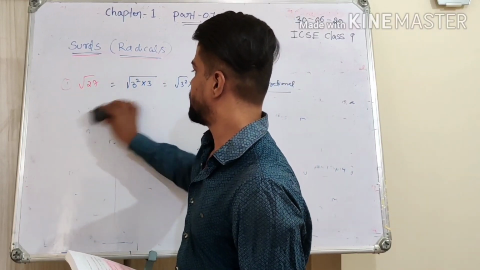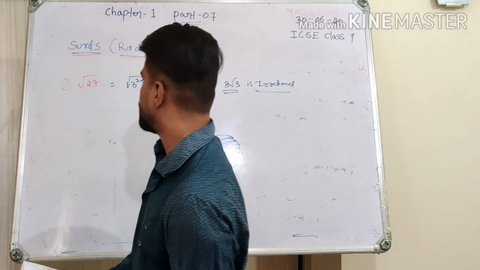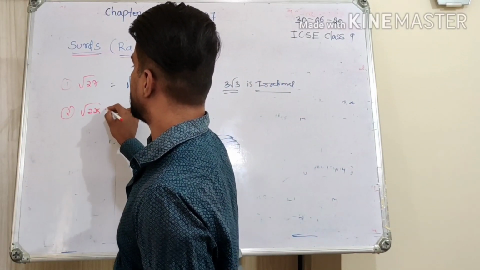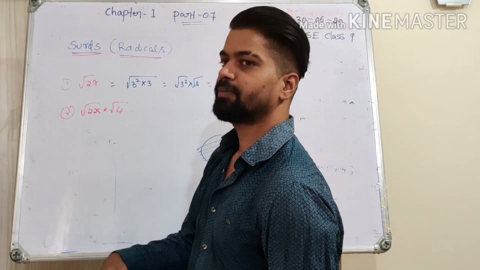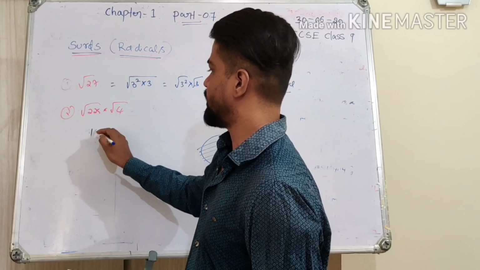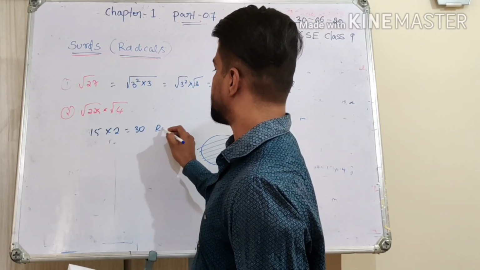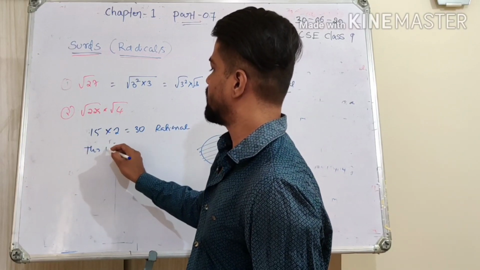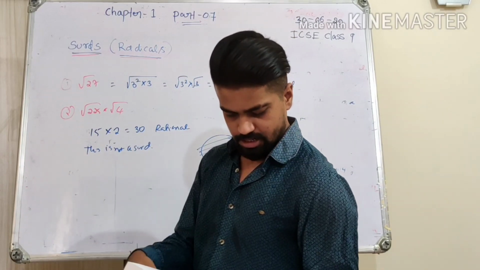So next one, they have given root 225 into root 4. You know what the square root of 225 is? 15 square is 225. So the square root of this is 15, and this is 2, which is equal to 30, which turns out to be rational. So this is not a surd. It is not a radical.